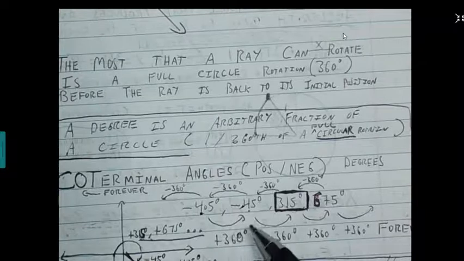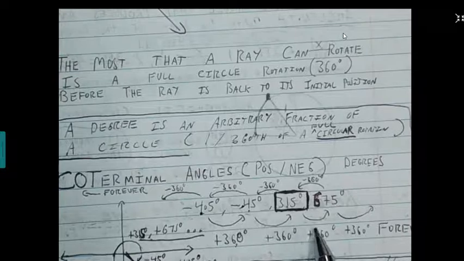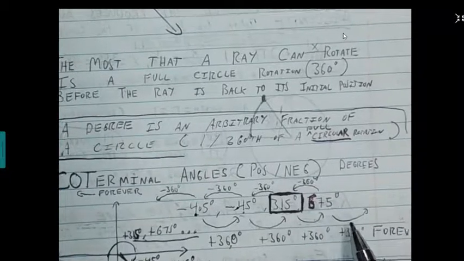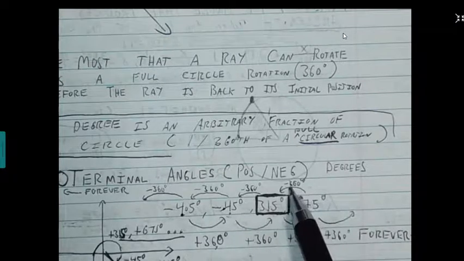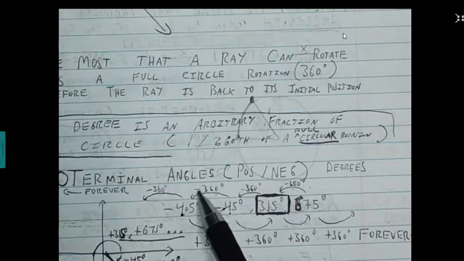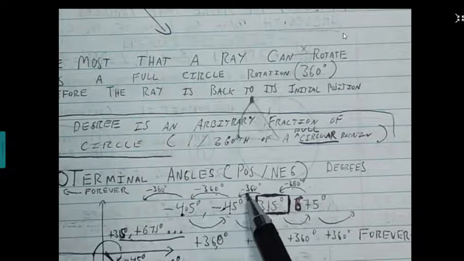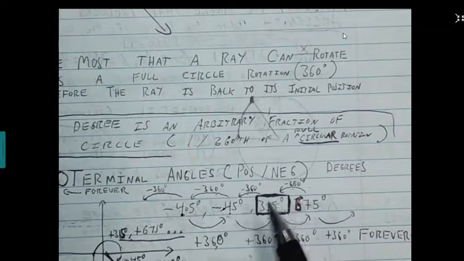So at least in terms of degrees, you can add 360 from negative 405 to get to negative 45. Add 360 to get from negative 45 to 315. Add 360 to get to 675. And you can keep on adding 360 forever to get coterminal angles in the positive direction. And you can keep on subtracting 360 forever to get coterminal angles in the negative direction.